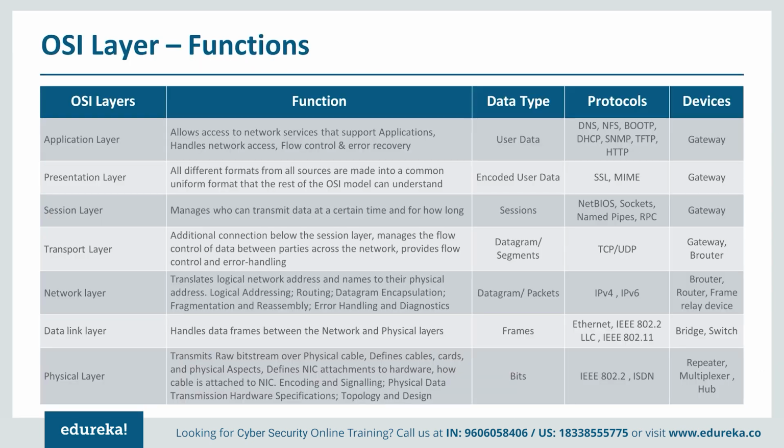The physical layer transmits the zeros and ones. We deal with bits here, and the protocol used is IEEE 802.2 or ISDN. The devices which we connect are a repeater, a multiplexer or a hub. What is a repeater? A repeater is nothing but an extender, a signal extender. Hubs also do the same thing.